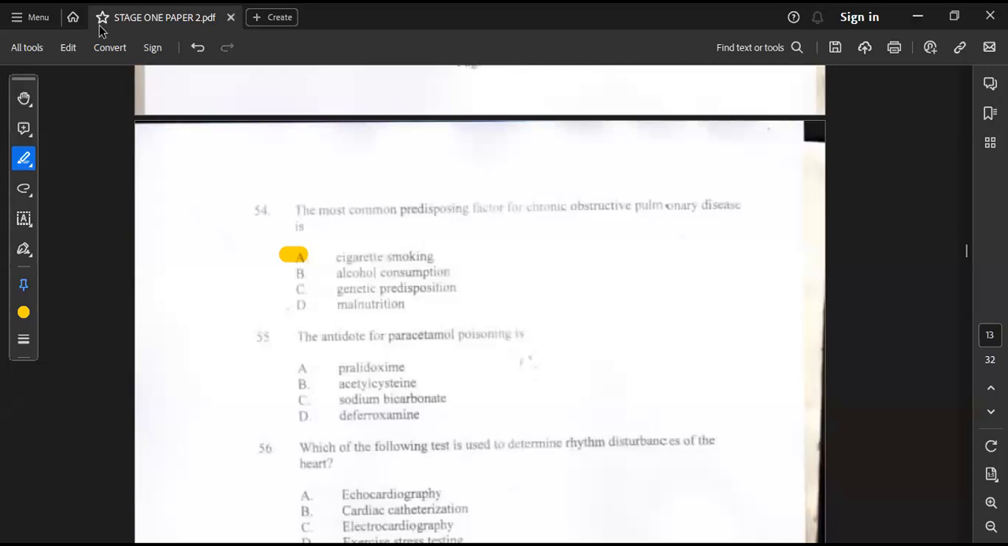COPD is chronic bronchitis and emphysema, one of the two. So for chronic bronchitis, there's usually right side heart failure. There's usually a productive cough or wheezing, while for emphysema it's a mild cough with less wheezing. For chronic bronchitis, the patients are usually called blue bloaters because of cyanosis, while for emphysema they're called pink puffers.